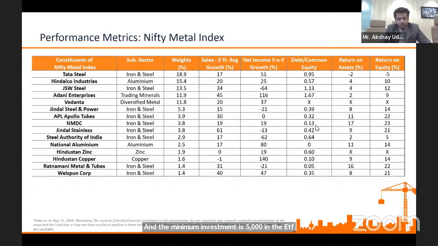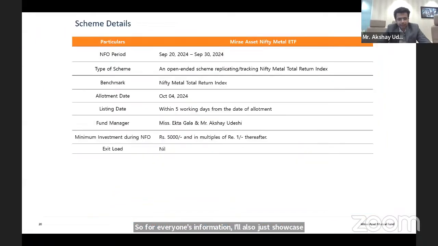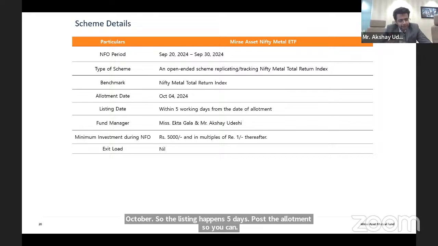So for everyone's information, I'll also just showcase the NFO timeline. The NFO has started from today, September 20th. The benchmark of the index, as I mentioned, is Nifty, it's a passive scheme. The allotment date would be October 4th. The listing happens 5 days post the allotment, so you can expect a listing around October 11th or 12th on NSE and BSE.